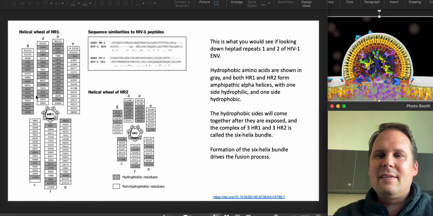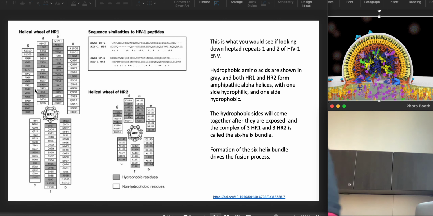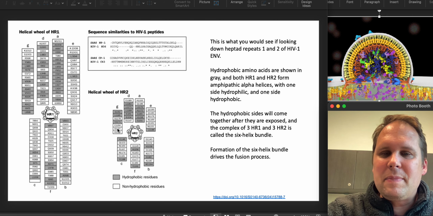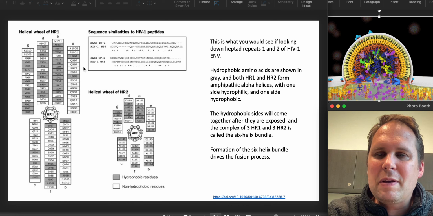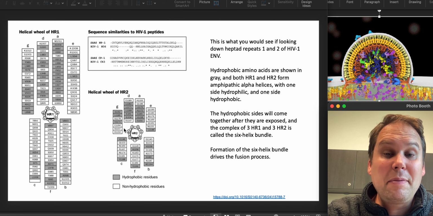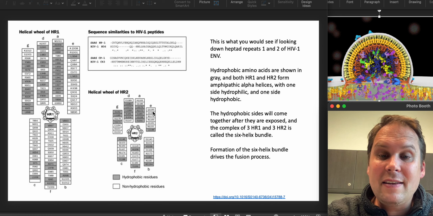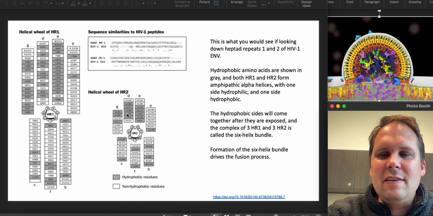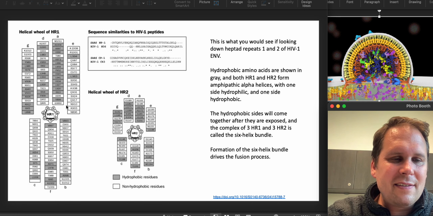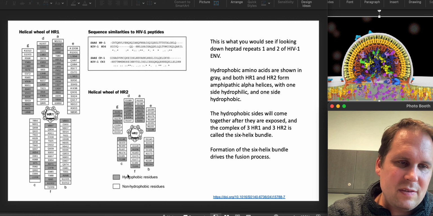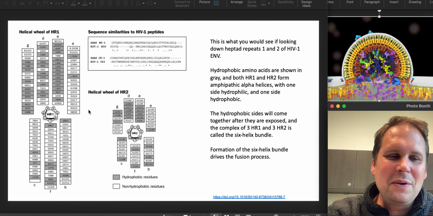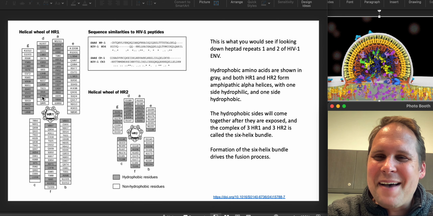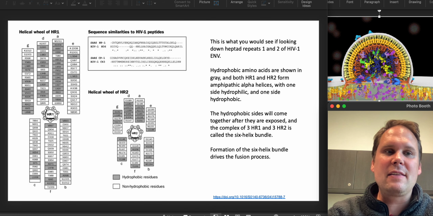Yeah. And just a moment, let's turn the lights back on. There we go. Yes. And so heptad repeat 1 has a hydrophobic side and a hydrophilic side that's a little bigger. Heptad repeat 2 also has a little hydrophobic side and a much bigger hydrophilic side. And together, these two are actually going to come together. So when they get exposed during the fusion process, and again, you don't want to be exposing your heptad repeat 1 or your heptad repeat 2. It's not a good idea. But when that happens, these two things will then come together.